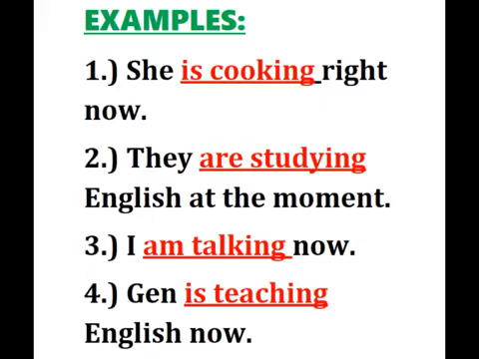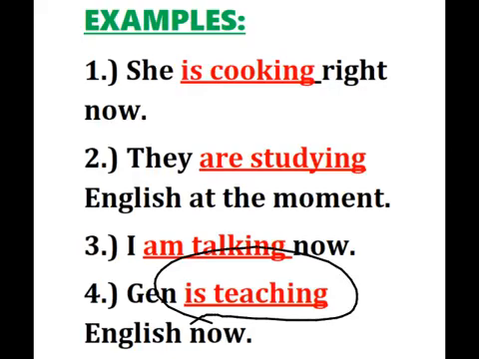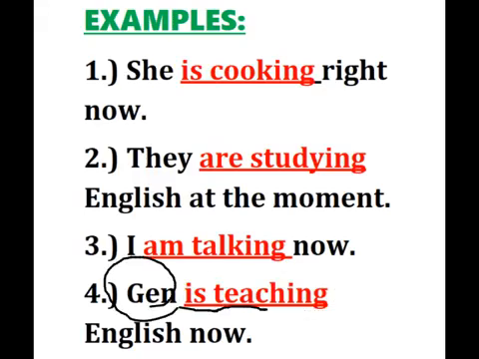Next, I am talking now. I am talking right now. Now, at the moment of speaking, I'm talking. So that's it. Next, Jen is teaching English now. Of course I'm teaching English right now, so that's why I'm using this. Singular subject means only one, so you have to use is, and you have to use ing. Your keyword is right now. It means at the moment of speaking, you are teaching.